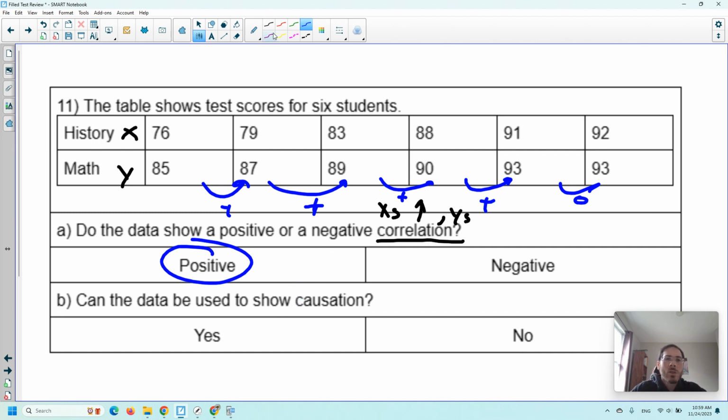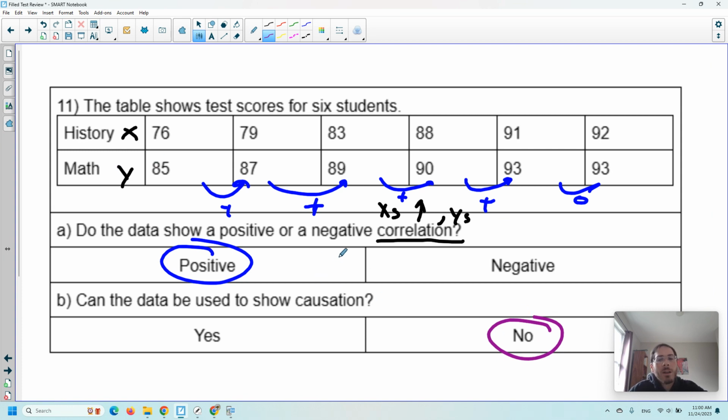Can the data be used to show causation? The answer is basically always no. So again, if we had to answer yes, that would mean that everyone who is good at history is automatically good at math. No would mean that some people who are good at history, some are good at math, some are bad at math. And that's fair. Because not everybody who likes history likes math. Not everybody who's good at history is good at math. Some people are good at history and bad at math. Some people are good at history and good at math. So this would be a no for causation.